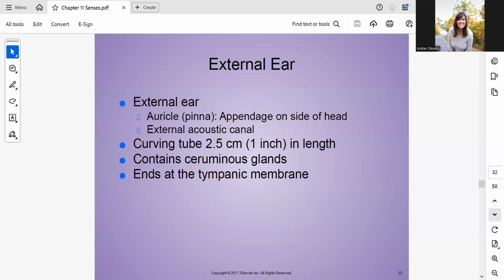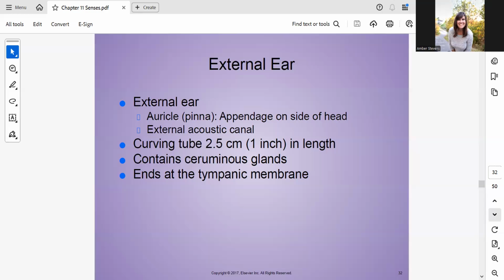Then you have your external acoustic canal or the ear canal. And that's a tube-like structure that extends from the auricle to the eardrum. It is lined with skin, tiny hairs, and glands that produce cerumen, which is earwax. Cerumen protects the ear by trapping dust and preventing the entry of foreign particles, and it amplifies certain sound frequencies to aid in better hearing.